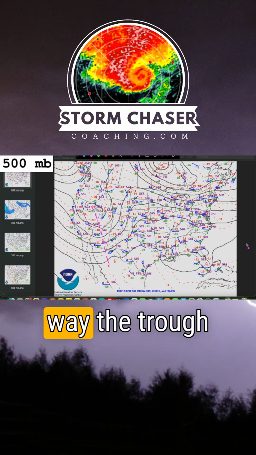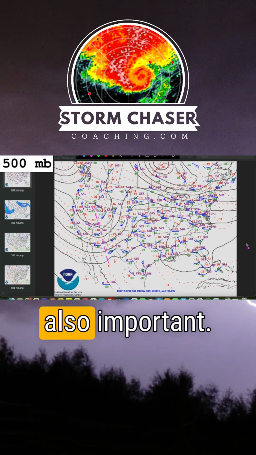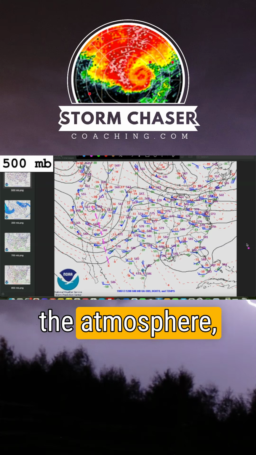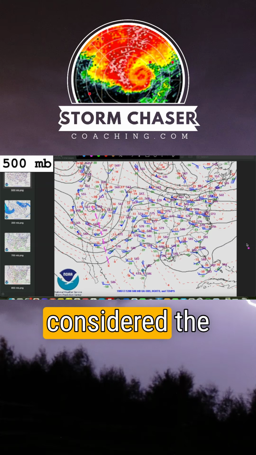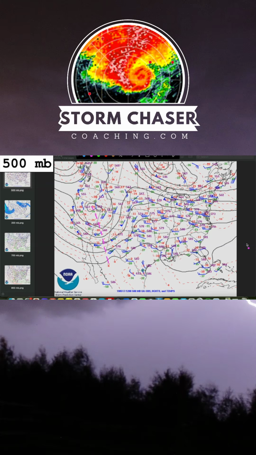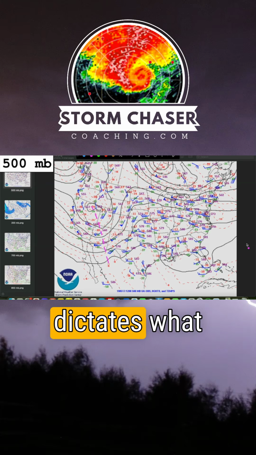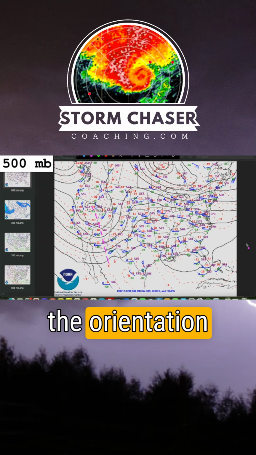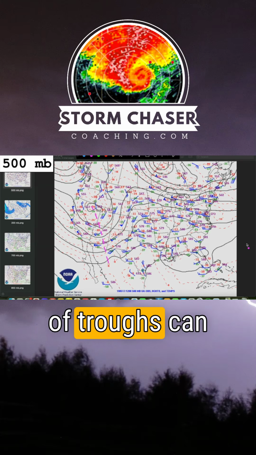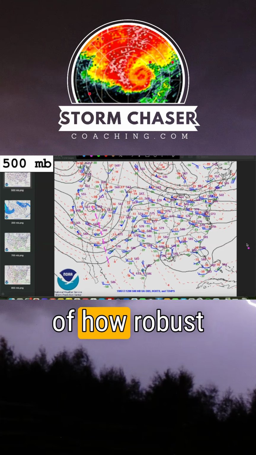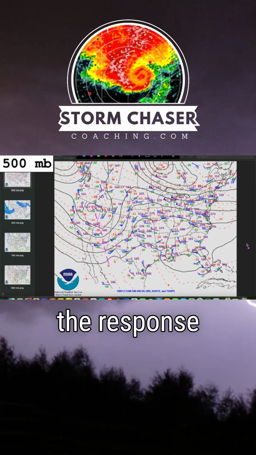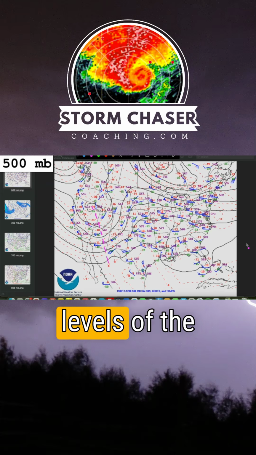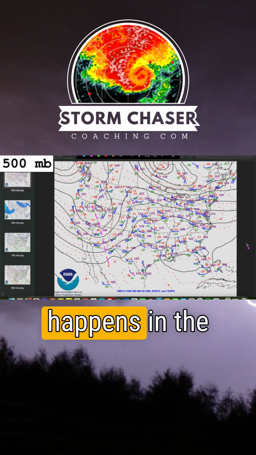Now, which way the trough is oriented is also important. What happens in the mid and upper levels of the atmosphere, 500 millibars is considered the mid levels of the atmosphere, dictates what happens in the low levels of the atmosphere, and the orientation and geometry of troughs can give us an idea of how robust the response is going to be at the low levels, because whatever happens in the mid and upper levels of the atmosphere dictates what happens in the lower levels of the atmosphere.